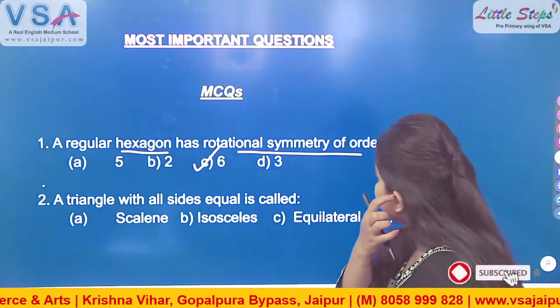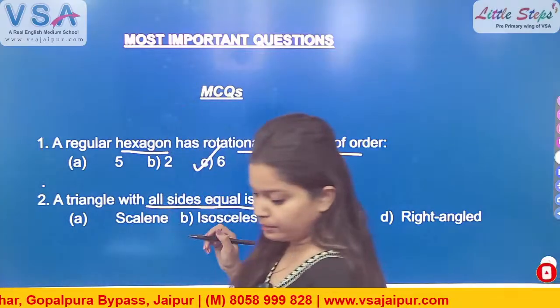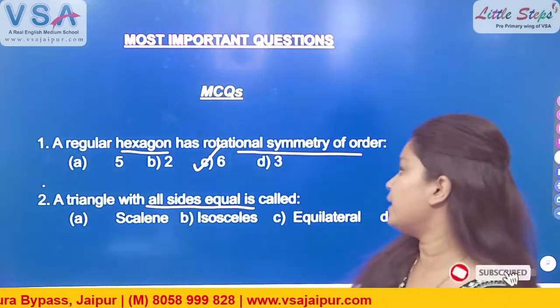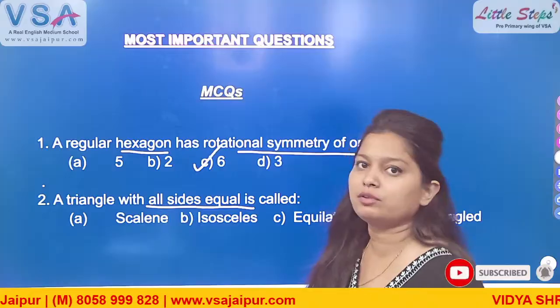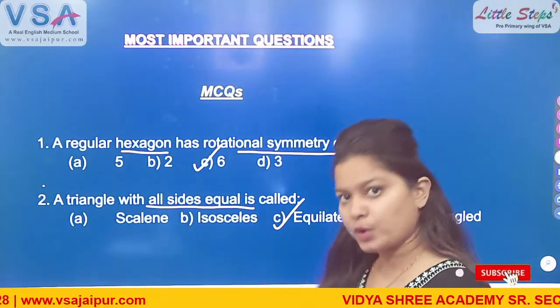Okay. Next we have MCQ second. A triangle with all sides equal is called. A triangle with all sides equal, as you all know, what do we call it? We call it an equilateral triangle.